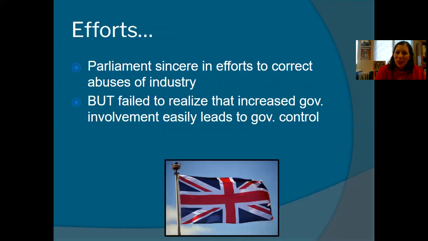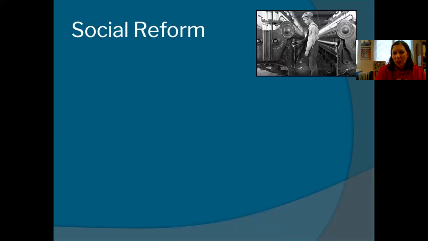So Parliament, okay, that British governing body, kind of like our Congress here in the United States, was really sincere in their efforts to fix some of these abuses in these different industries. But one thing that they weren't really thinking about at the time is that increased government involvement can easily lead to government control. So let's talk about some of these things that they were looking at.